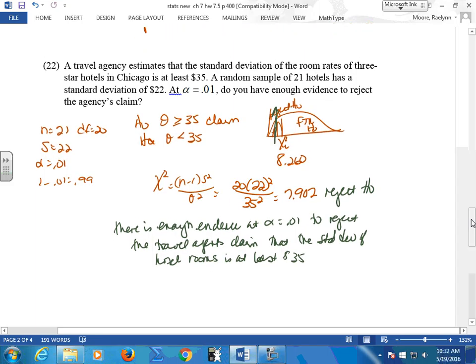A travel agency estimates that the standard deviation of the room rates of 3-star hotels in Chicago is at least, how do I say at least? Greater than or equal to. That's the least it can be. Not less than or equal to. A lot of you make a mistake on that. It's at least $35. So you randomly sample 21 hotels. You find your sample standard deviation. You got a left-handed test because your HA is a less than. We're good with this?